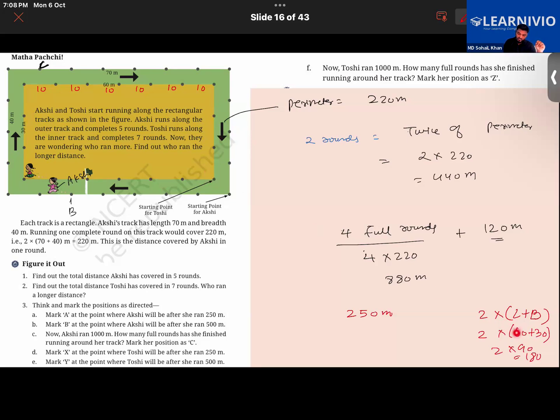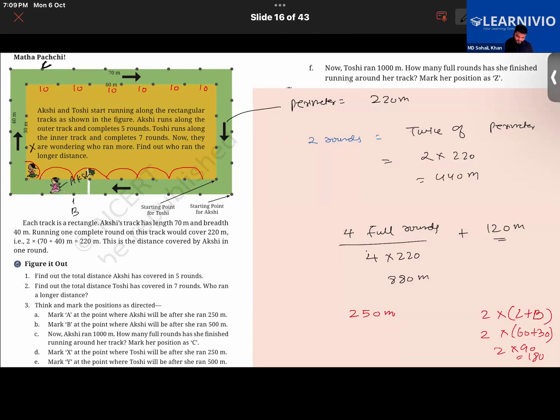How much more do we need to get to 250? 70 meter, right? 180 plus 70 is 250. We need 70 meter more. So won't she take 7 steps here? She will have to run 70 more meter. So 1, 2, 3, 4, 5, 6, and 7. So this is where she is going to be. This is going to be X here, right?